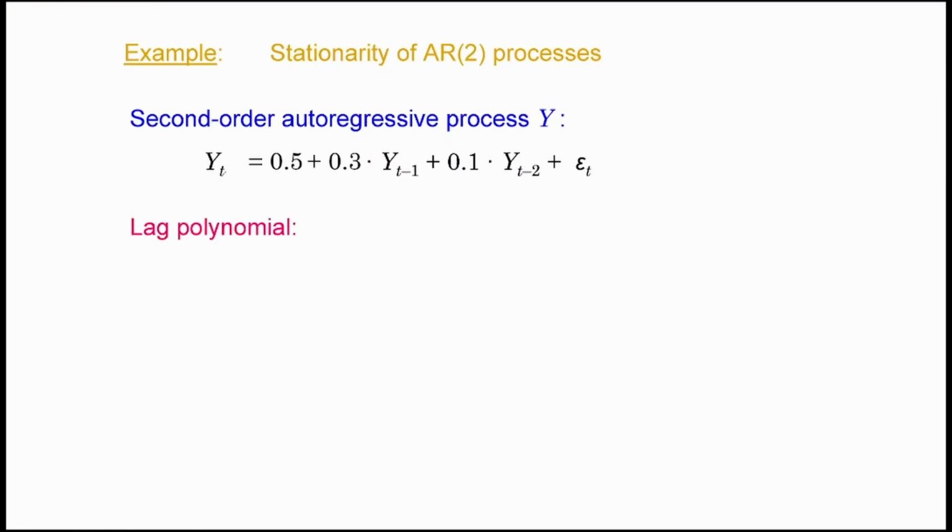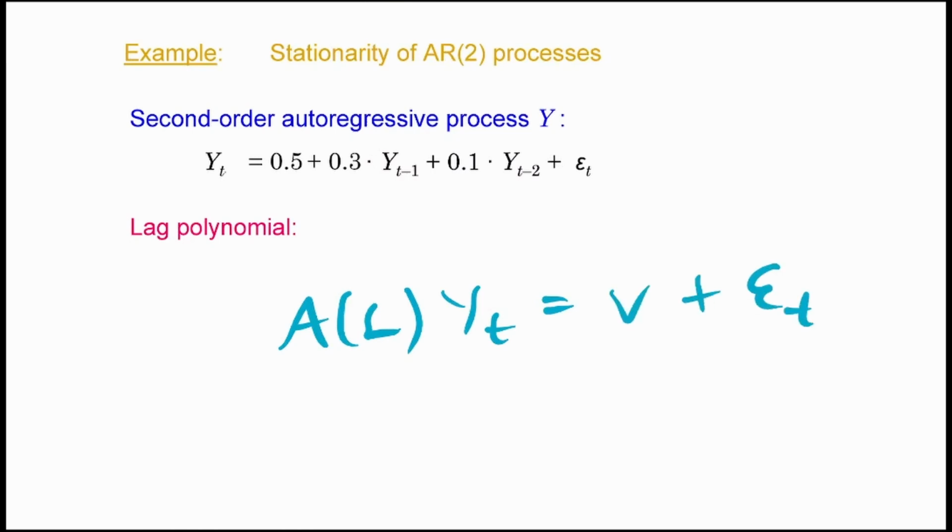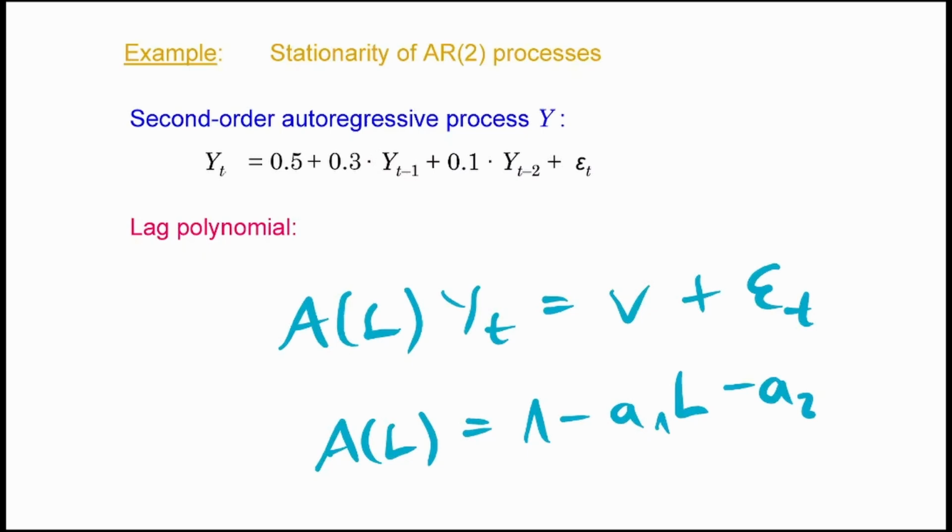So basically, you need to set up the Lag polynomial first. Keep in mind, guys, that the Lag polynomial is always attached to the process, which yields basically the constant plus the noise. That's always the structure. So in this case, the Lag polynomial is always going to be 1 minus a1L minus a2L squared. Now, what is a1 and a2? Okay, so here you see what a1 and a2 is.